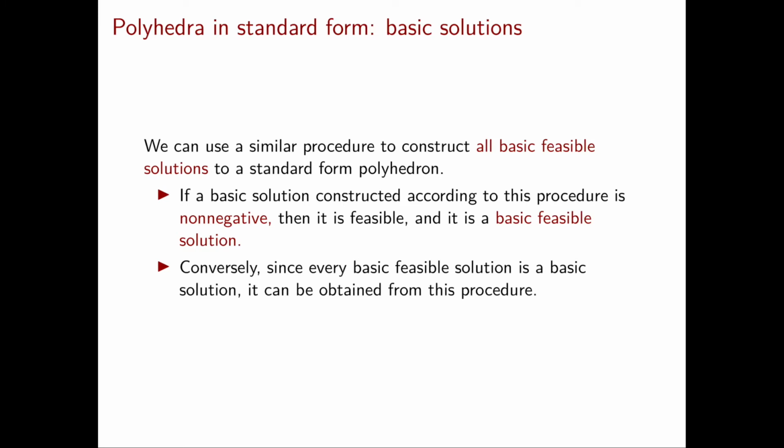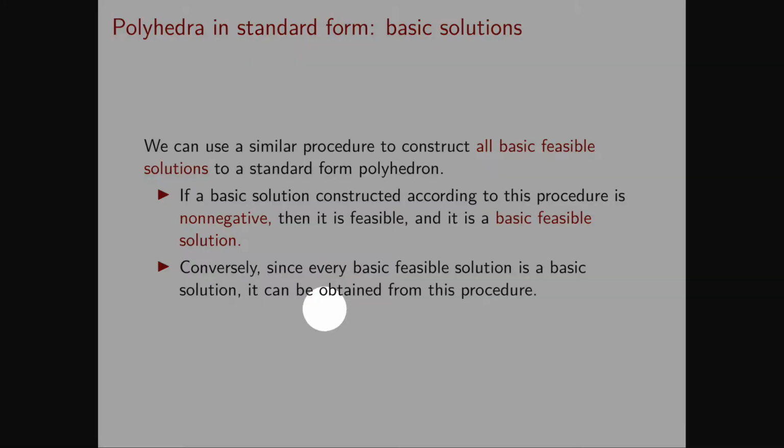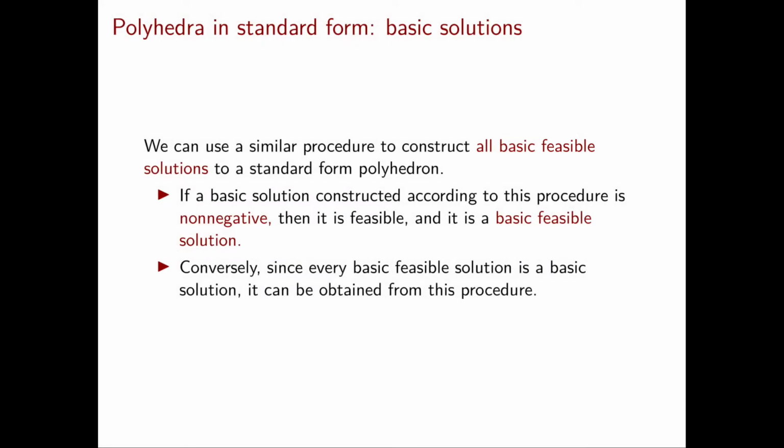The procedure that we have just discussed allows me to find all the basic solutions of a standard form polyhedron. But what if instead I want to find all the basic feasible solutions? At this point, this is straightforward. I can simply construct all the basic solutions, and for each of them, check if they're feasible. The ones among them that are also feasible will be the basic feasible solutions.